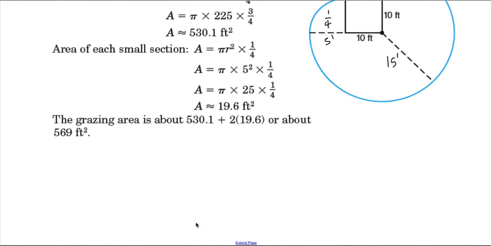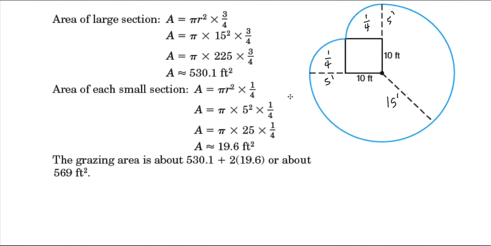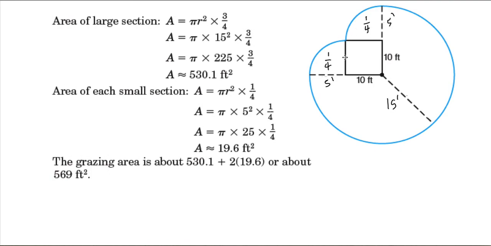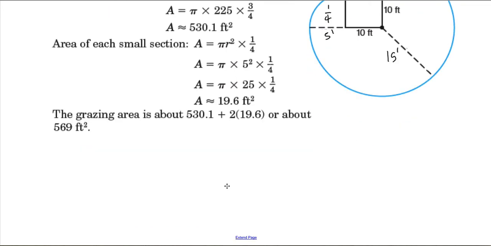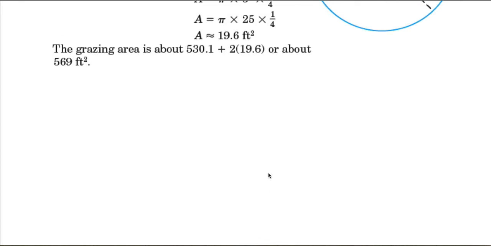So the grazing area is adding the 3/4 of a circle, which is 530.1 square feet, plus 2 times 19.6. Why? Because there are two 1/4 circles, for about 569 square feet. Okay, so that's how you find the answer for that particular example in the case of Harry.